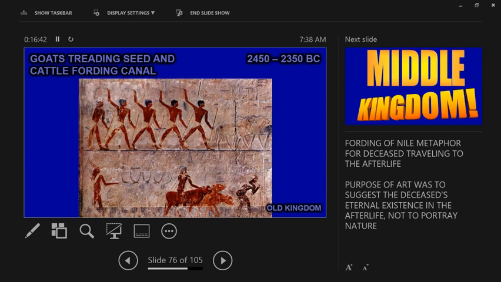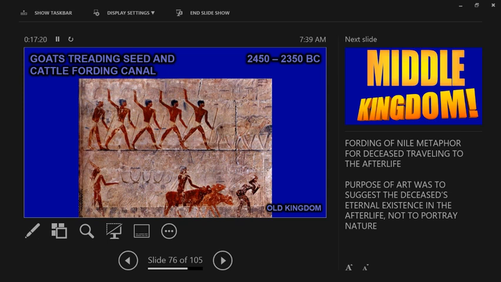And here we have the figures fording the Nile, a metaphor for the deceased traveling into the afterlife. The purpose of art was to suggest the deceased's eternal existence in the afterlife, not to portray nature. And then also, I want you to look at just how similar everybody is. It's almost like a cookie cutter. If you ever made cookies with a cookie cutter, even if it's a specific shape, every cookie has exactly the same shape because it's the same proportions.